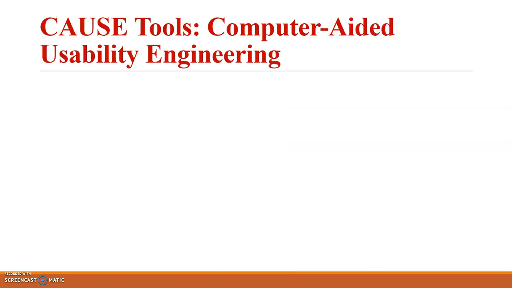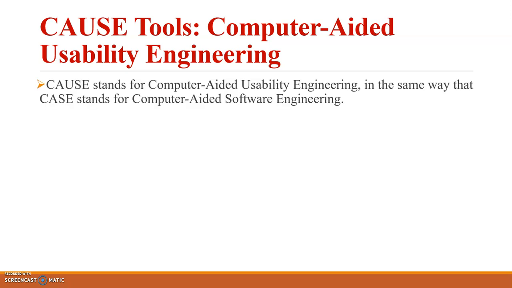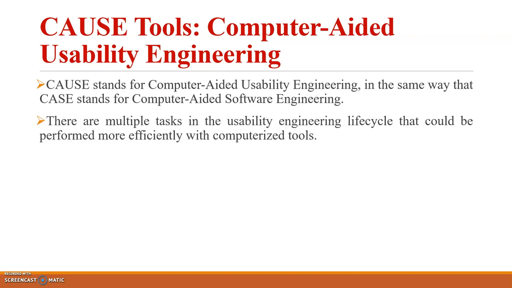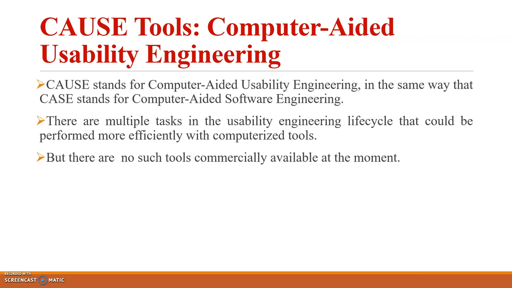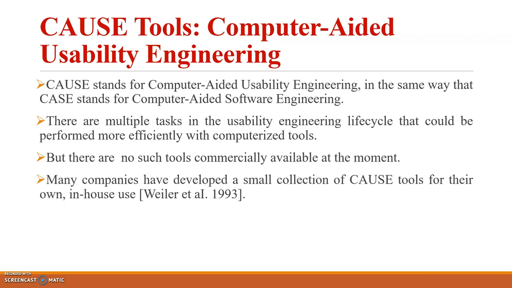With this, let's see the next tool which is coming into the picture now, and that is the COTS tool, computer-aided usability engineering. A similar tool which you have already learned in HCI is called CASE, which is nothing but computer-aided software engineering. This COTS tool is specifically for usability engineering. There are multiple tasks in the usability engineering lifecycle that could be performed more effectively with a computerized tool, but there are no such tools commercially available at the moment.